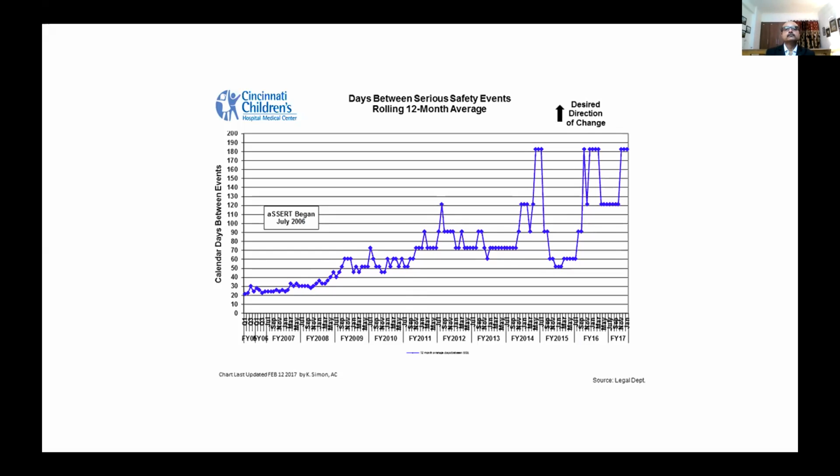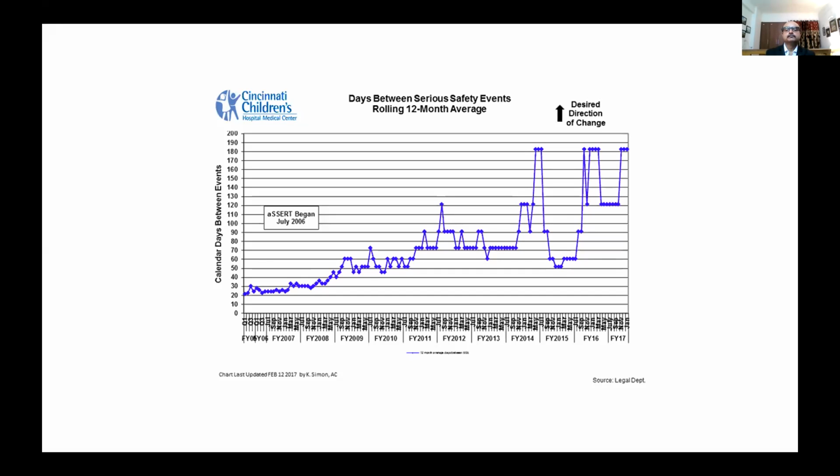We are able then to create a system, a high reliability system, as we call it, very similar to aircraft carriers and planes. And this is a days between chart of serious safety events where a patient is harmed and there is an alteration in pattern of care. And you can see here that every 20 days, when we started in 2006, we had a serious safety event. We have now gone a year without a serious safety event, sometimes 2 years without a serious safety event.